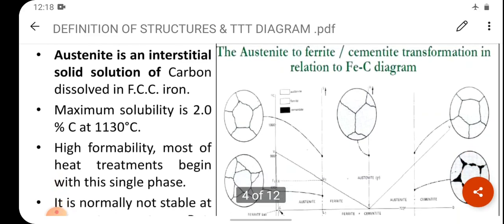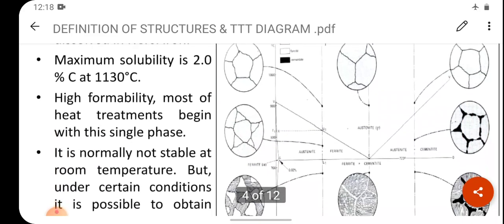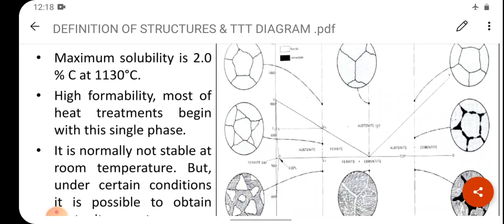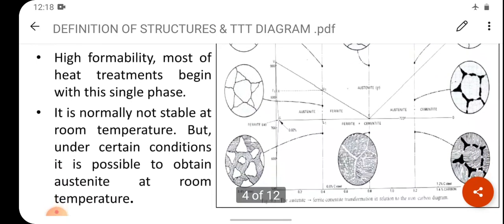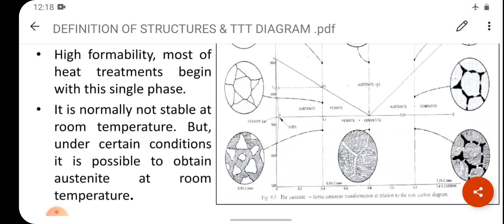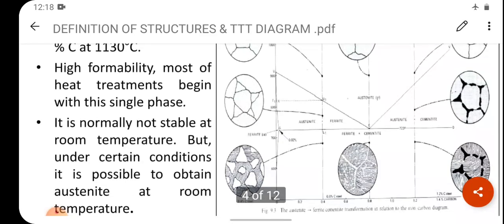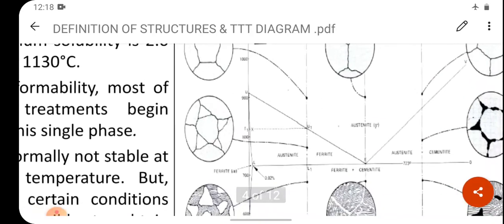And high formability, most of the heat treatments begin with this single phase. If we start heat treatment, where does it start? From here. High formability, most of the heat treatments begin with this single phase. It is normally not stable at room temperature. What is austenite? At room temperature it is generally not stable, but under certain conditions it is possible to obtain austenite at room temperature. So this is the diagram I am zooming in, so this will be more visible to you.